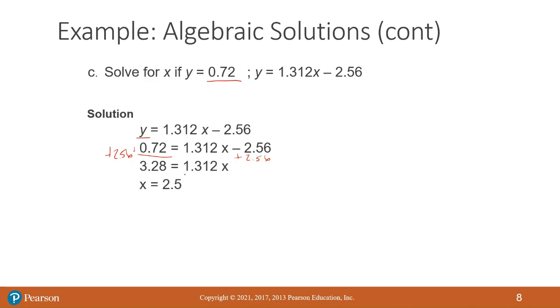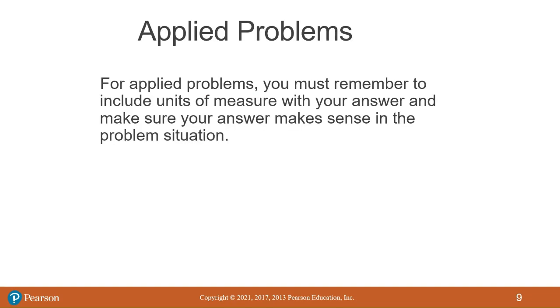1.312x. I need to get x by itself here, so I'll divide by 1.312 on both sides. You can divide those decimals on your calculator. Like I said, I do not expect you to do that by hand in this class. When I do that, I get x equal to 2.5. That's simple.